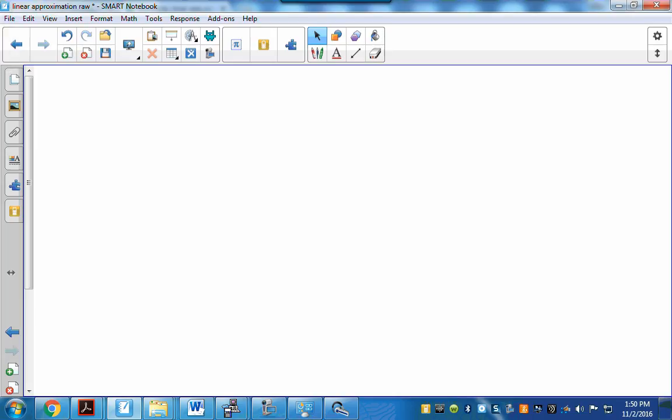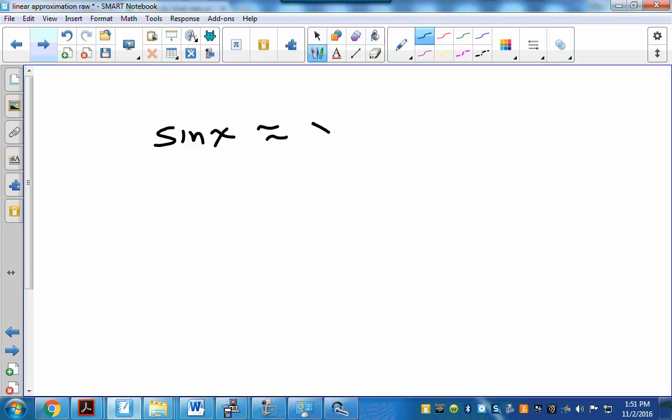In engineering, there's a commonly used approximation for the sine function. The sine function is about the same as x. Sine is about the same as x. But that doesn't make sense. Okay. The sine function does this, and x does that. How can they possibly be the same?